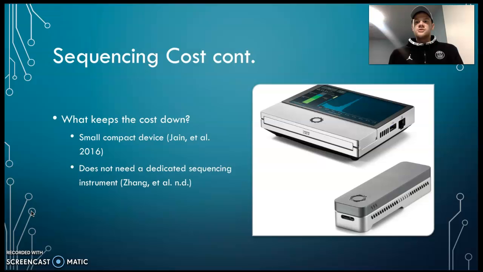But the regular MinION, which most people seem to be sequencing with, unless you're an industrial type of sequencer, is relatively low cost because of how small and compact it is, and it also doesn't need a dedicated sequencing instrument. So this device basically runs on its own. You don't need any other instruments. You don't even really need a computer to process and analyze all the data. It's going to do it itself.